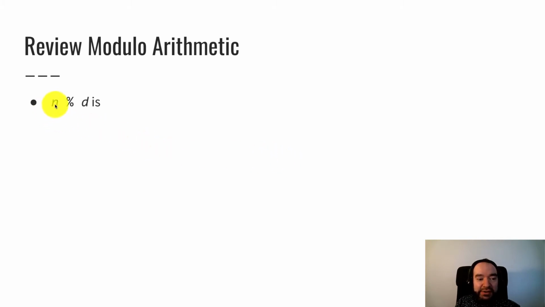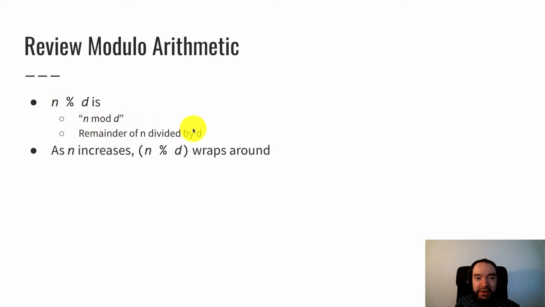In most programming languages you use the percent operator to do that. So n%d says you take number n and divide by d, for divisor, and get the remainder. Mathematicians pronounce this n mod d, or n modulo d. It's the remainder of n divided by d. Now, the way that remainders work is, as n increases, n mod d wraps around. So n mod d will get bigger and bigger until it gets up to d minus 1. Then the next increment gives us 0 again.